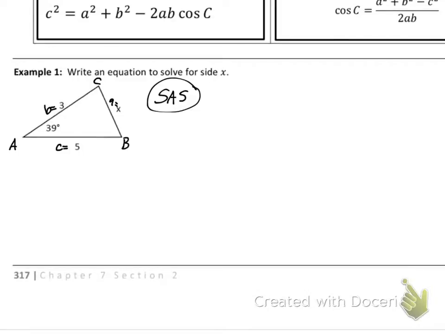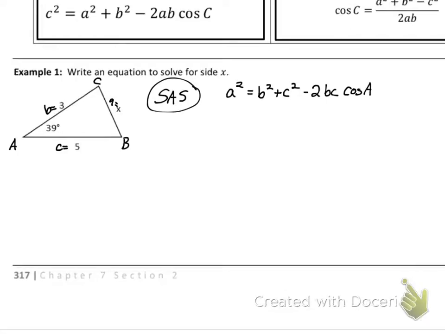So if I am looking for A, I'm going to actually write the whole thing out, because it doesn't pay not to practice it. Remember, if I have A squared, we're going to use those off sides. So it's A squared equals B squared plus C squared. And then it's minus 2 times those same two sides, so it'd be BC times the cosine of A.